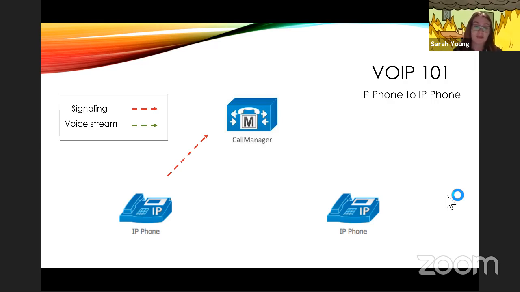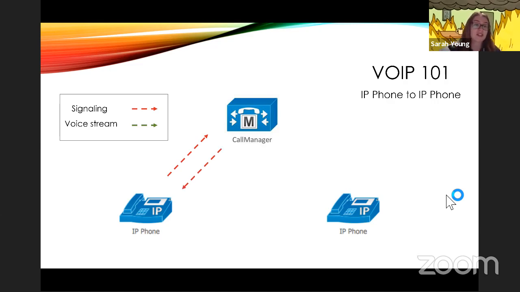When someone dials an IP phone, the IP phone will signal to the call manager and say, hey, I have a phone call, I need to go to this number. Where is this number? The call manager will have a look to see if that number is an internal number or an external number. If it's an internal number, it will return the IP address of the IP phone that the call needs to go to.